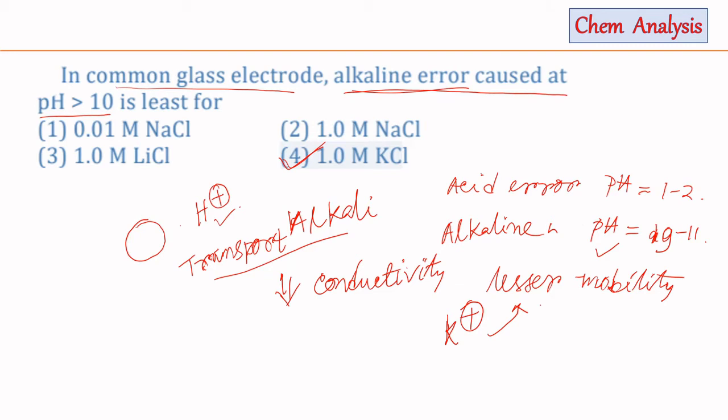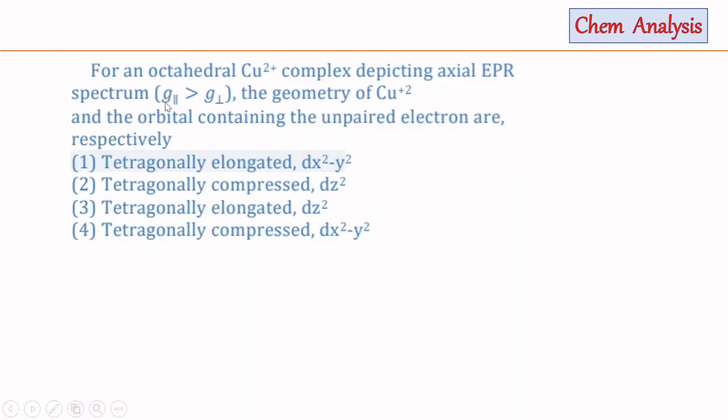In this question, it is asked that for an octahedral copper 2+ complex which shows axial EPR spectrum for which g parallel is greater than g perpendicular, you have to tell about the geometry of the copper 2+ complex and the orbital containing the unpaired electron. Copper 2+ is a d9 system, and it is a tetragonally distorted complex, and the electronic configuration of d9 copper 2+ will be like this.